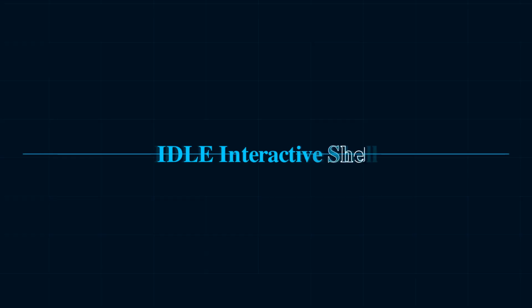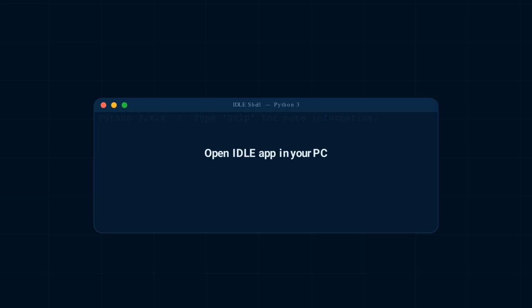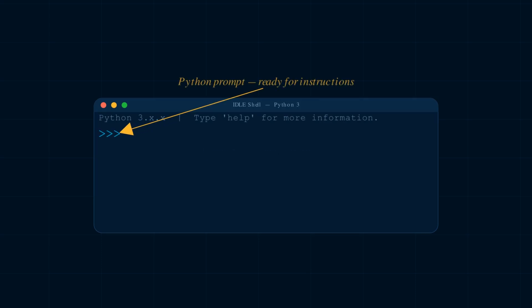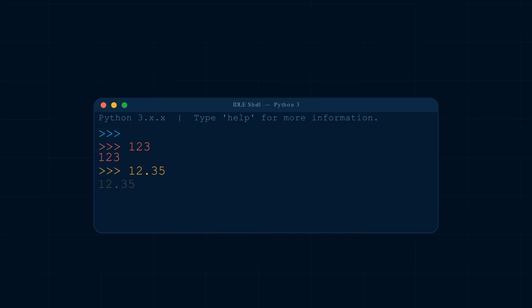We will start with exploring the IDLE interactive shell. Open an IDLE shell and we can see the Python prompt. It tells us that it is ready to accept instructions from us. Type any value there, the shell will just print it back. No magic.